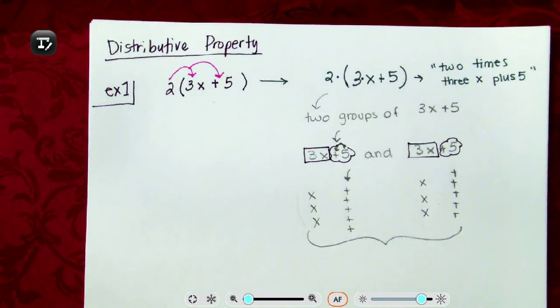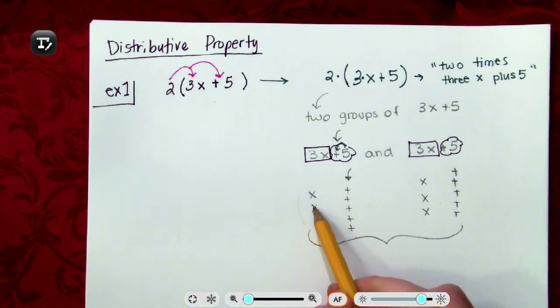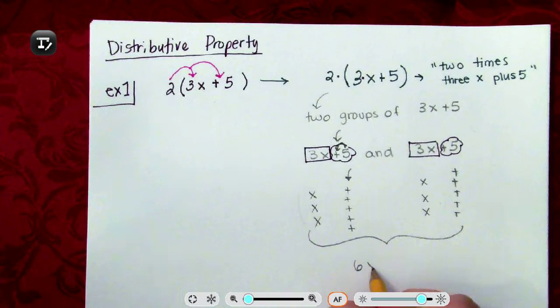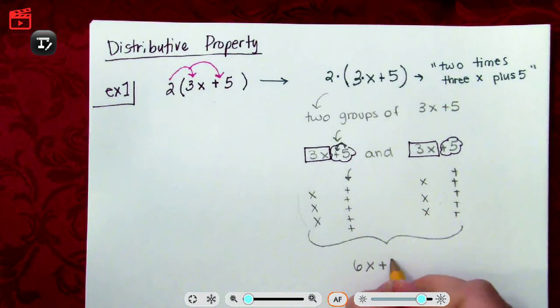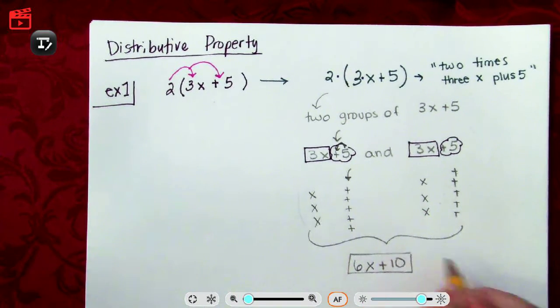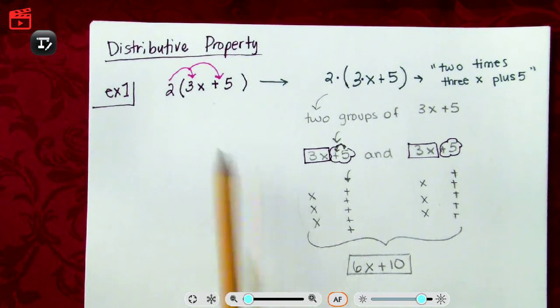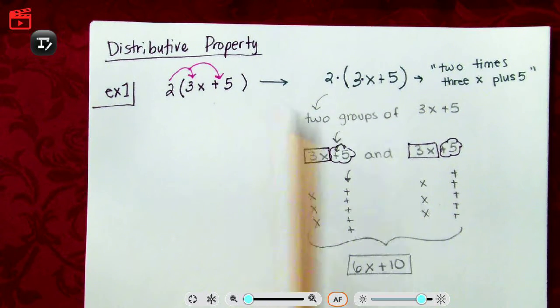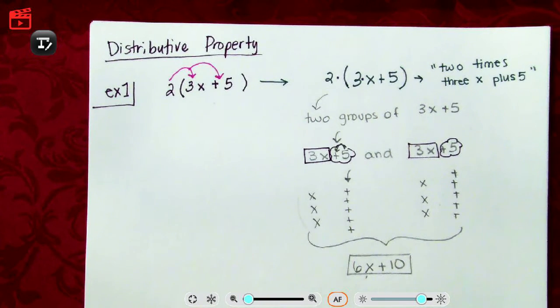So what's the total? Do we have any 0 pairs? Do we have any pluses or minuses that need to cancel out? Well, let's check. I have 1, 2, 3, 4, 5, 6 x's. And I have 1, 2, 3, 4, 5, 6, 7, 8, 9, 10 pluses. And you have now simplified this mathematical expression to 6x plus 10.